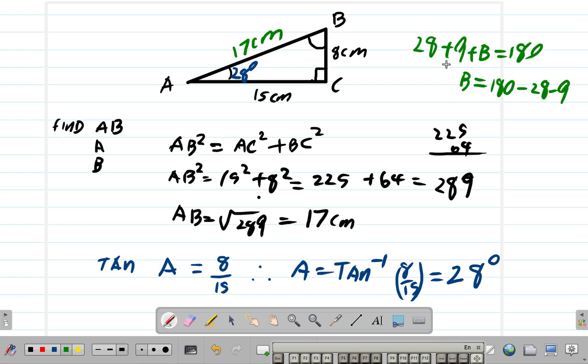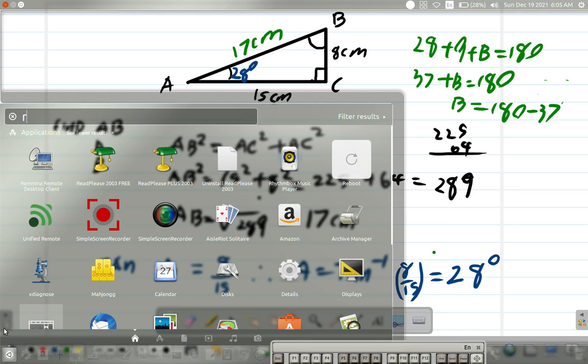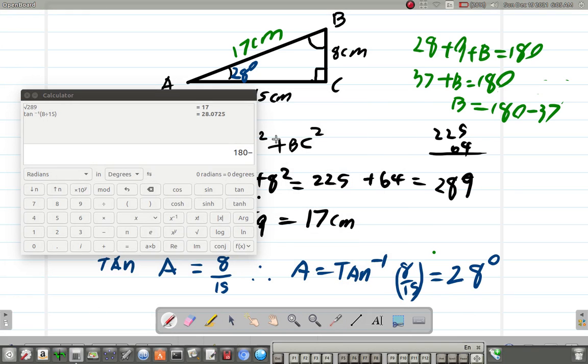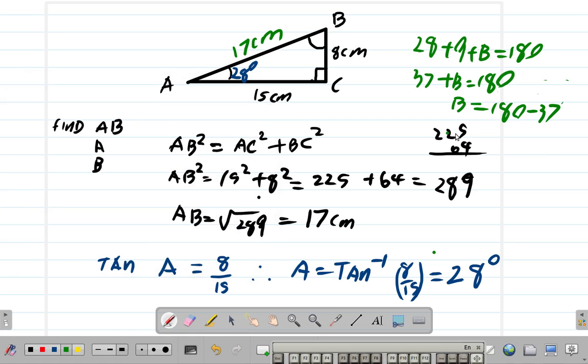Right? But just in case this might look a bit confusing, we could have said 28 and 90 is 37. 37 plus B is equal to 180. So B would be 180 minus 37. We could do that as well. Right? So when we do that, we say 180 minus 37. That will give you 143. So B.